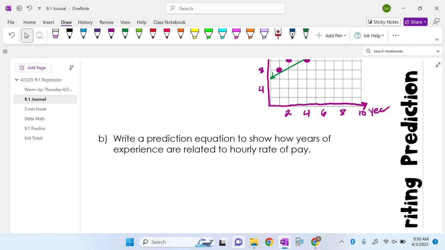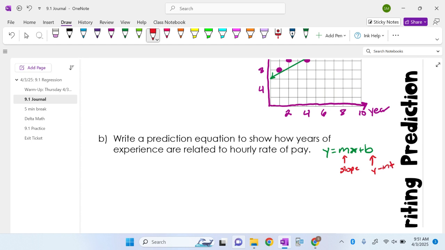So, first off, just to review, what is the slope-intercept form of a linear function? Y equals mx plus b. So this is what our equation is going to be in. What does m represent? What does b represent? The y-intercept.